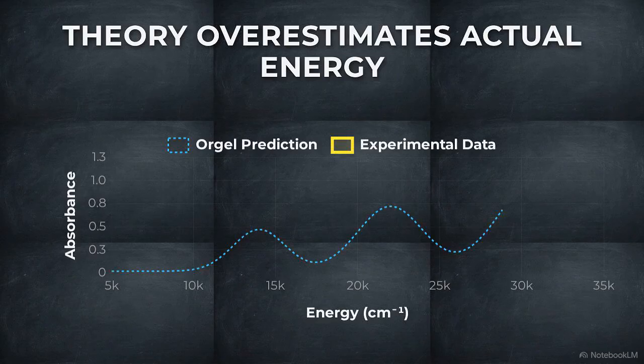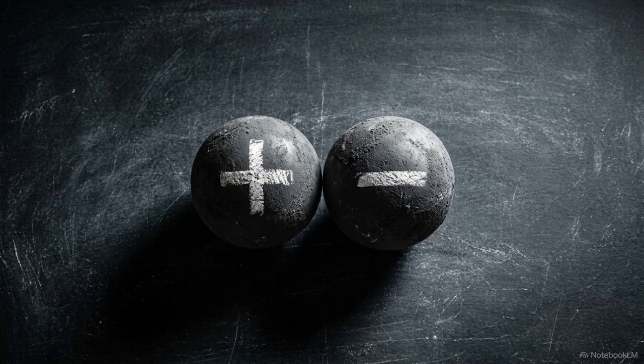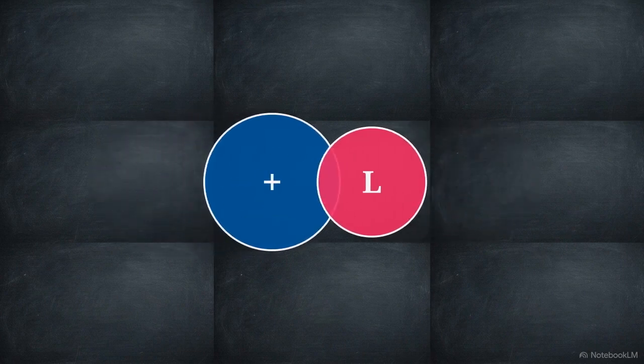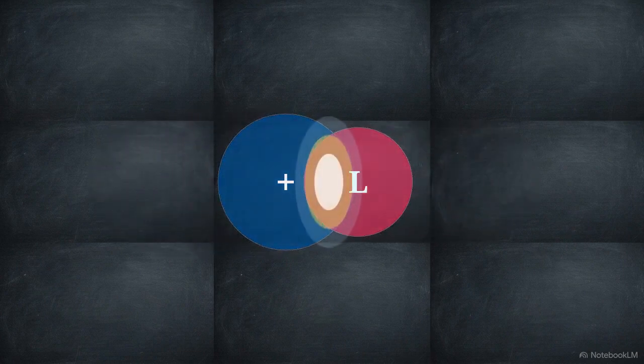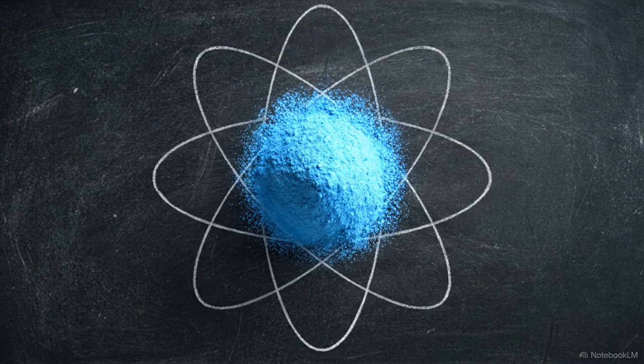Orgel diagrams successfully predict the number of absorption peaks, but consistently overestimate the specific energy values observed experimentally. The discrepancy arises from the model's base assumption. Orgel diagrams are constructed assuming the bonds between the metal and the ligands are purely ionic. In practice, pure ionic bonds rarely exist. The central metal and the surrounding ligands exhibit some degree of covalency, meaning they share electron density.